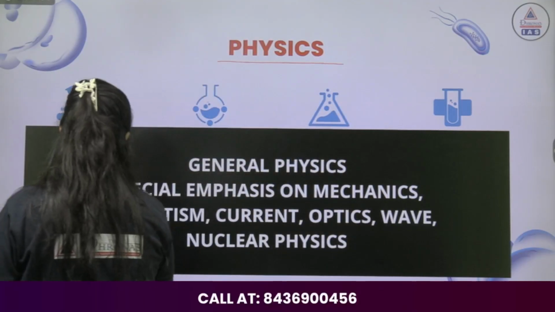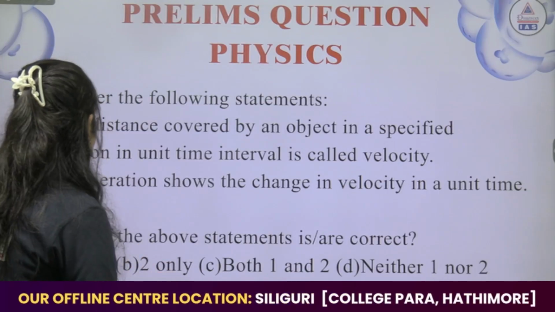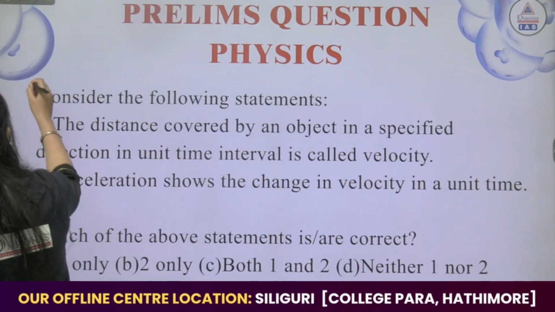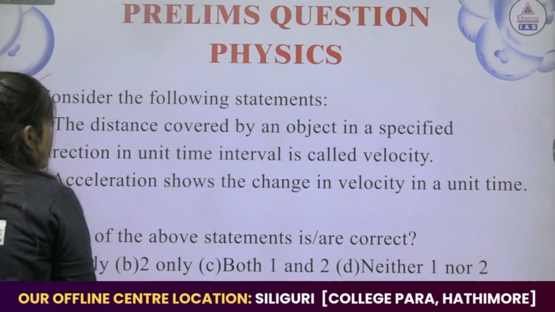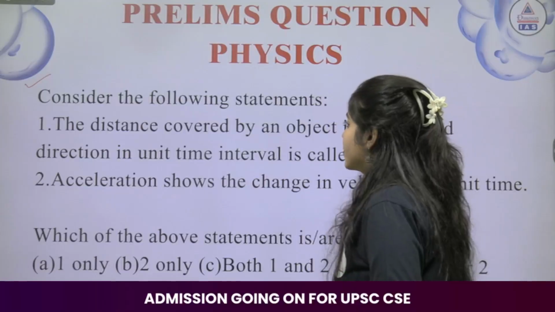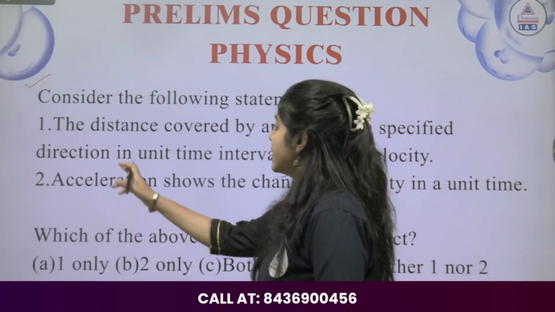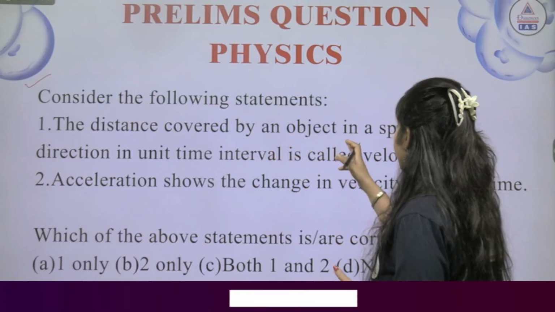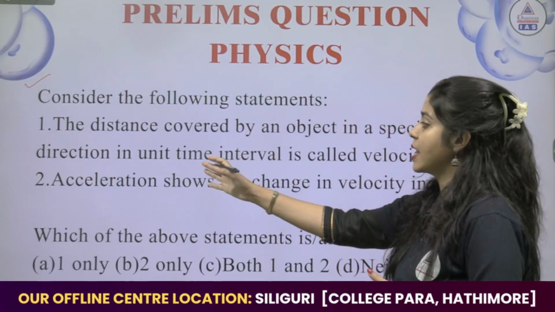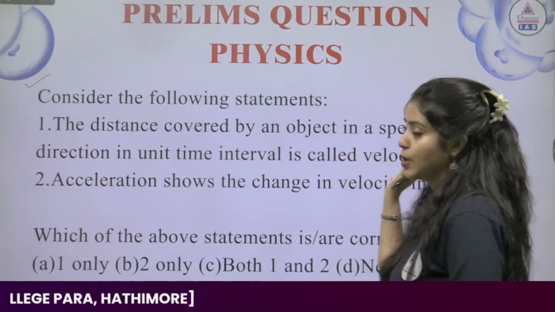Now here I have taken a prelims question from physics to give you an idea about the pattern of the question. So the question is based simply on the mechanics or the motion. Okay. So the question is, consider the following statements. Number 1, the distance covered by an object in a specified direction in unit time interval is called velocity.